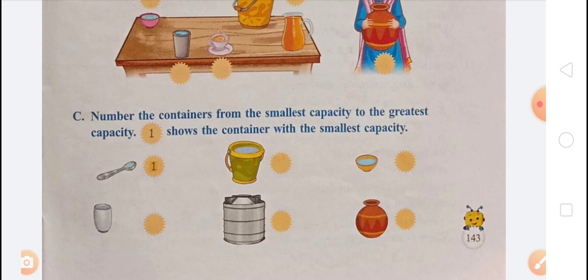Once again, the spoon holds the smallest capacity, so that is first. After that, the bowl, so we write 2, and glass 3, and pitcher 4, and bucket 5, and tanker 6. Thank you. You have to do exercise 10.3 in your CW copy and here copy.